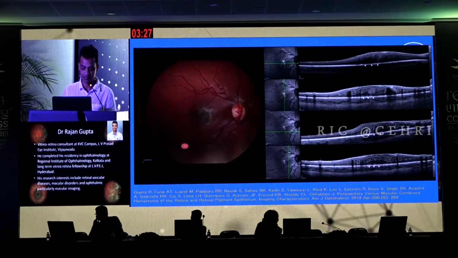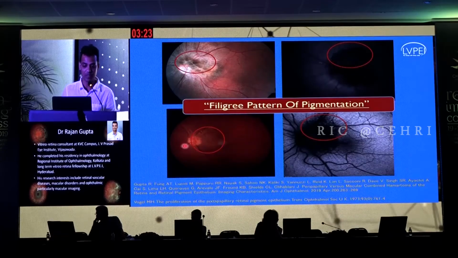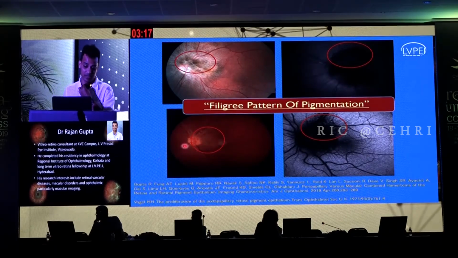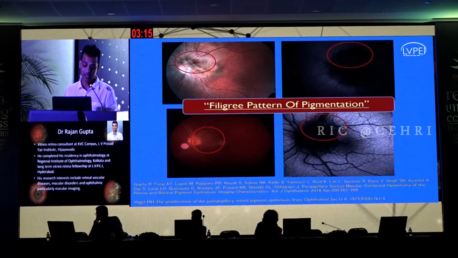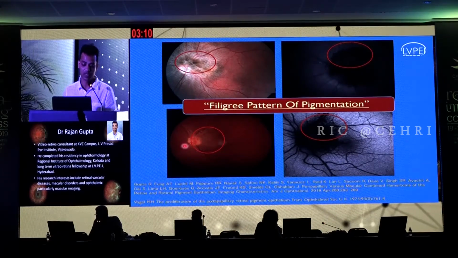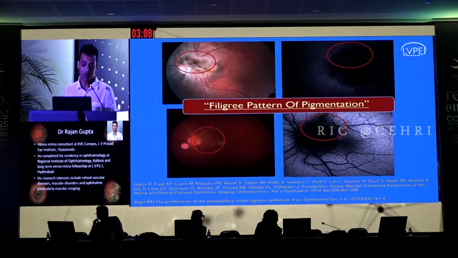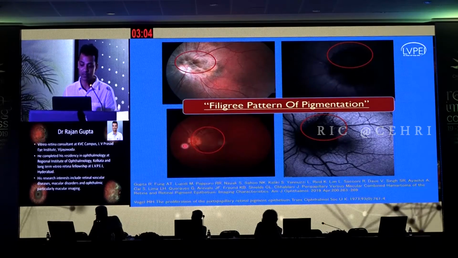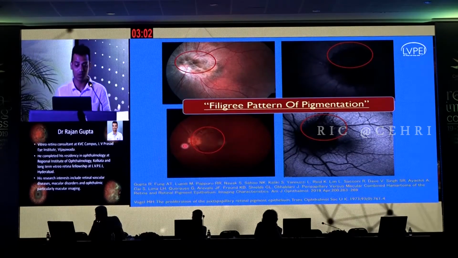Another feature which we evaluated was the pattern of pigmentation seen particularly in the peripapillary cases, which has been described in the literature as filigree pattern of pigmentation. Now, these pigments are predominantly RPE cells, which are seen in the histopathological slides to be migrating throughout the retinal layers, to an extent that they obscure the superficial retinal vasculature, which is seen in the hypoautofluorescence pattern.